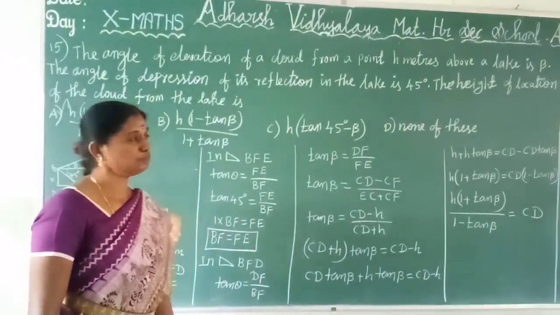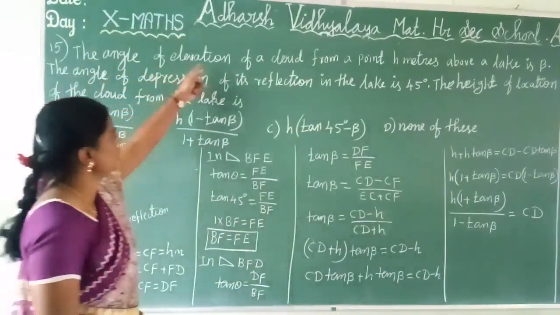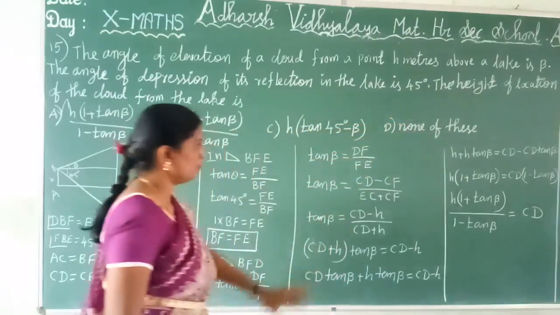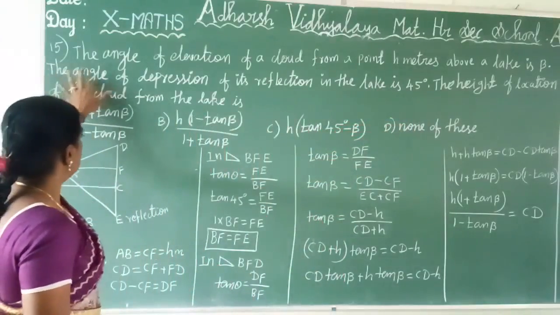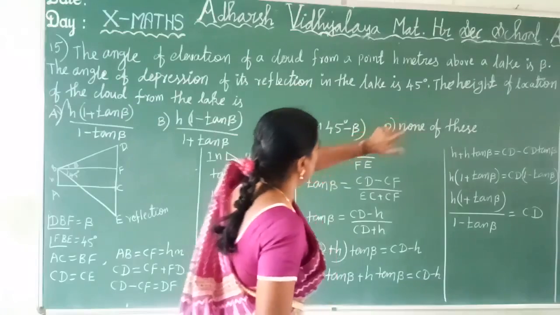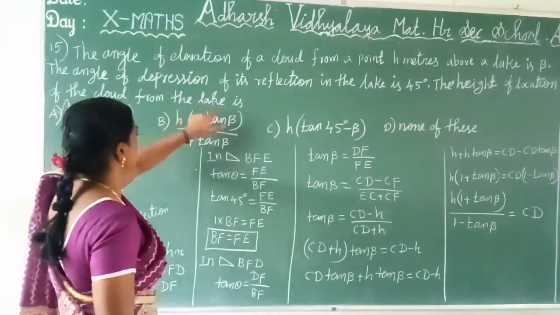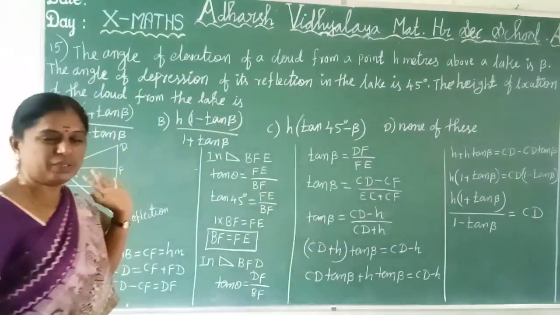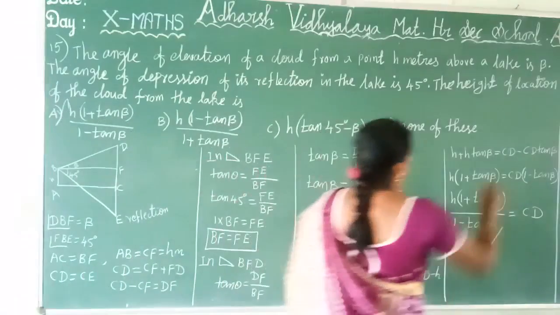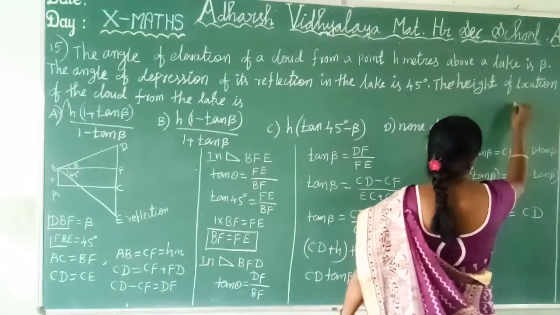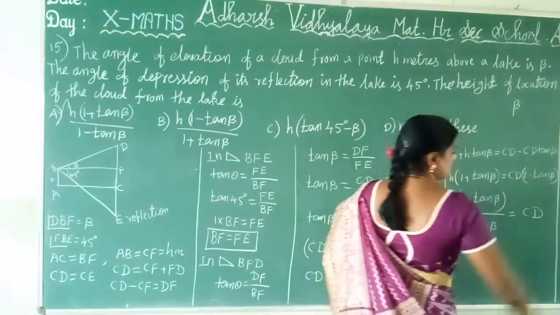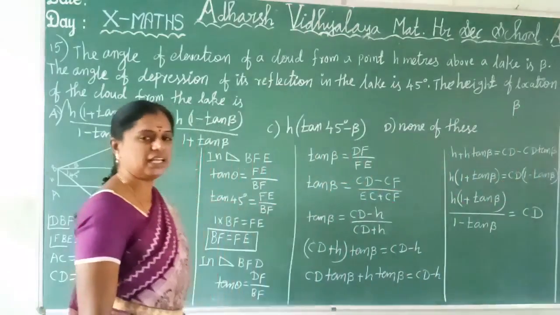Now the 15th one. The angle of elevation of a cloud from a point h meters above a lake is beta. The angle of depression of its reflection in the lake is 45 degrees. You want to find the height of the location of the cloud from the lake. This method of question we already discussed in the exercise. In that place the value is given here, this one is beta. So this one is beta, and you extend this line like B. So that is beta. Clear?